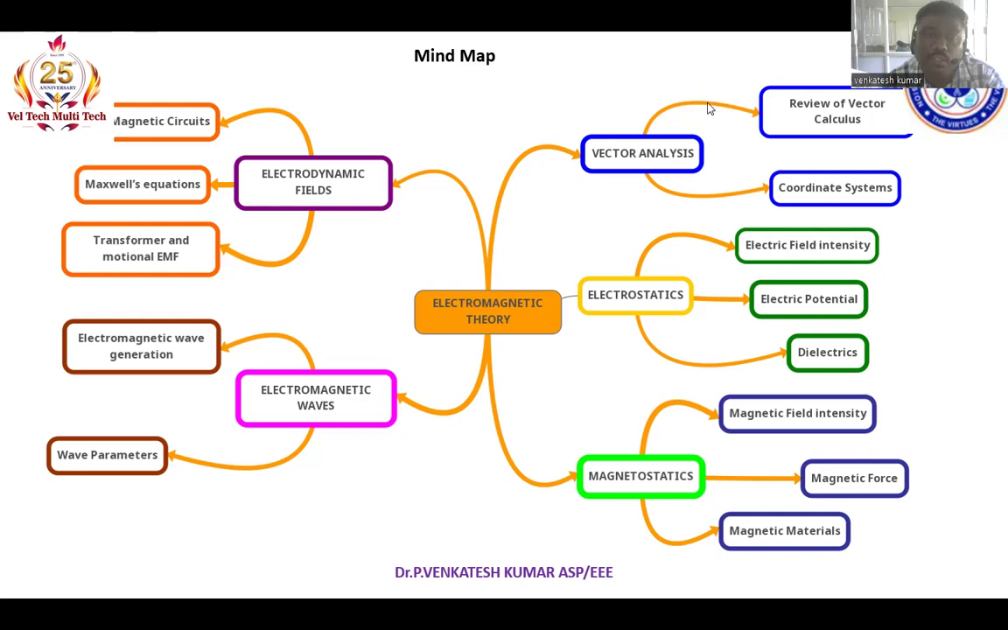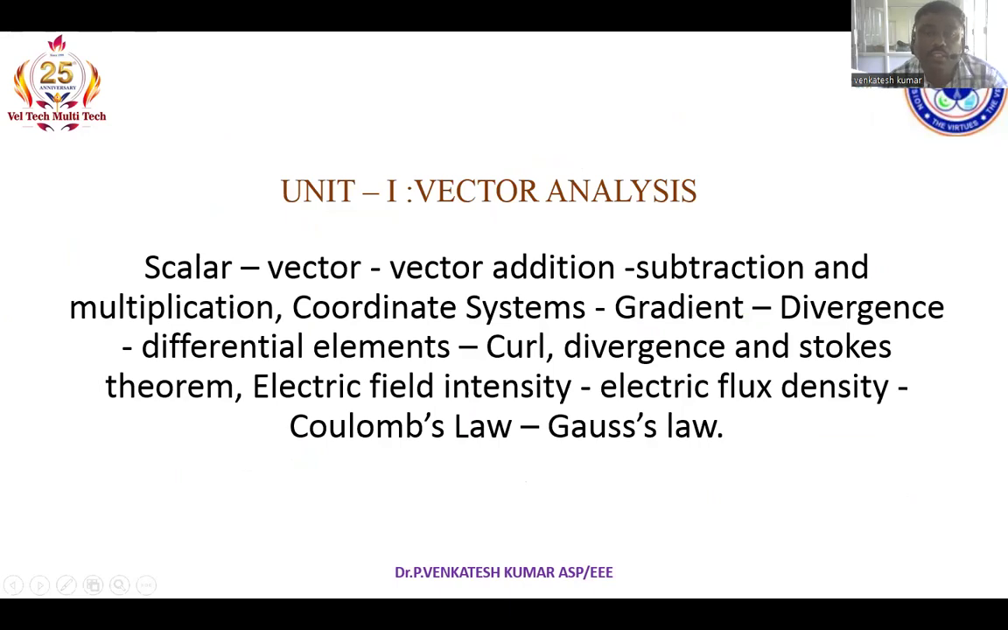And first we start with unit 1. In unit 1, vector analysis. Okay, unit 1, vector analysis. So this is unit 1. In unit 1, what are the topics?